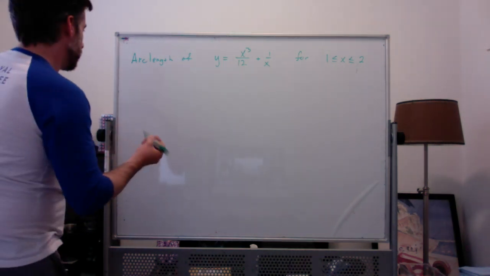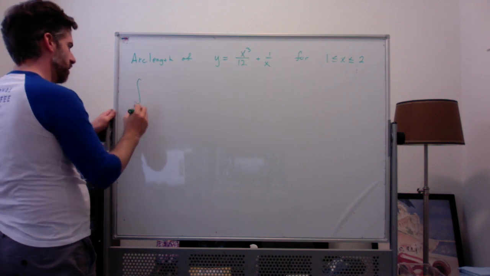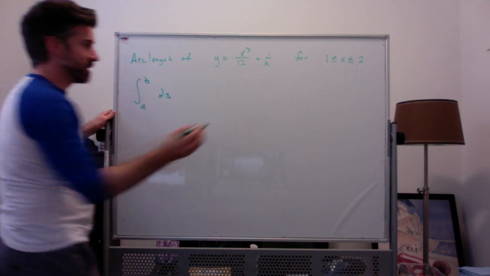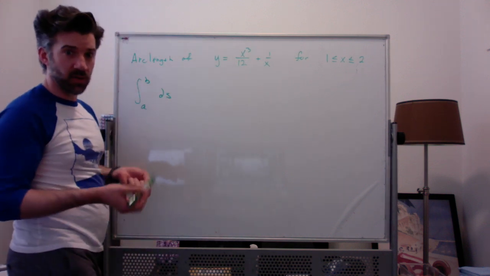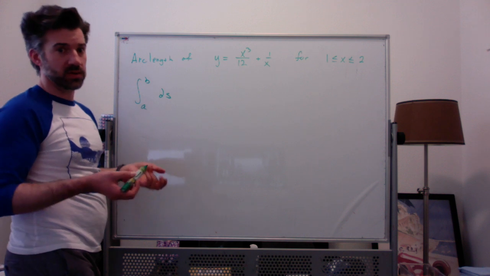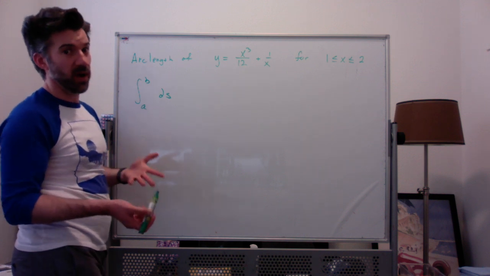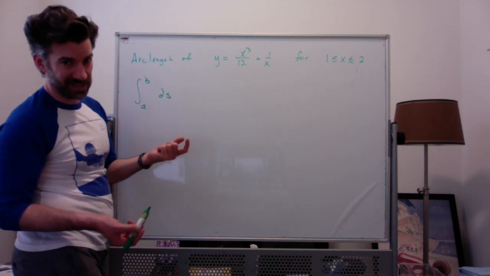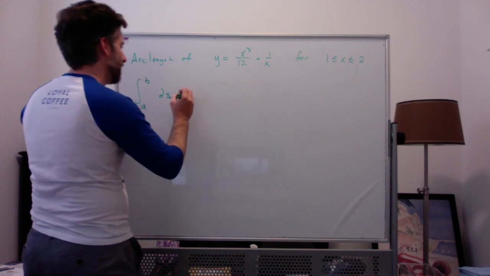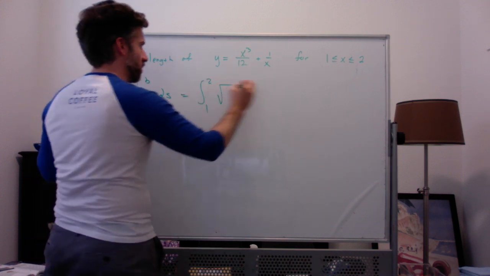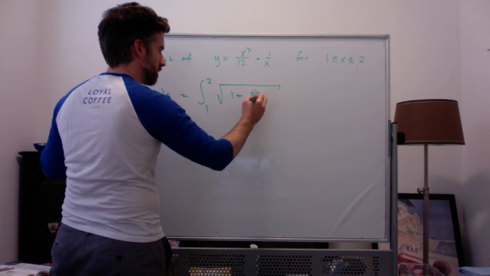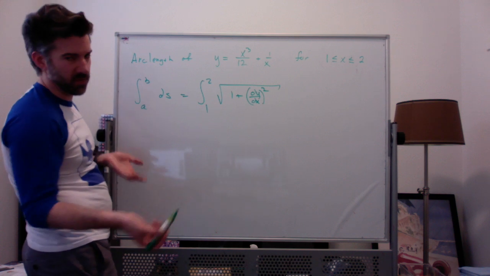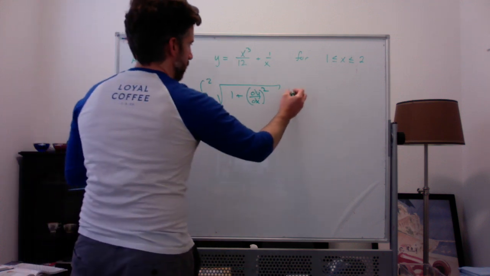So the way you're finding the arc length is you're integrating from a to b of what we usually think of as ds, where ds is either the square root of 1 plus the derivative of your function of x squared, or it's the square root of 1 plus the derivative of your function of y squared, or it's the square root of dy dt squared plus dx dt squared. In this case, since we have a function of x, it's going to be the square root of 1 plus our function of x derivative squared. You can write this as dy dx squared, or f prime of x squared, whatever.